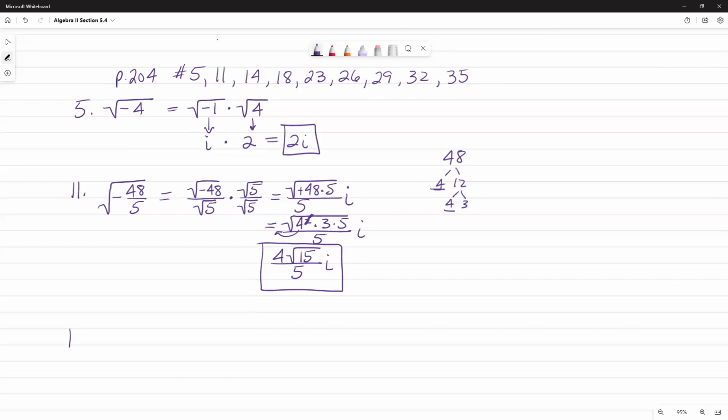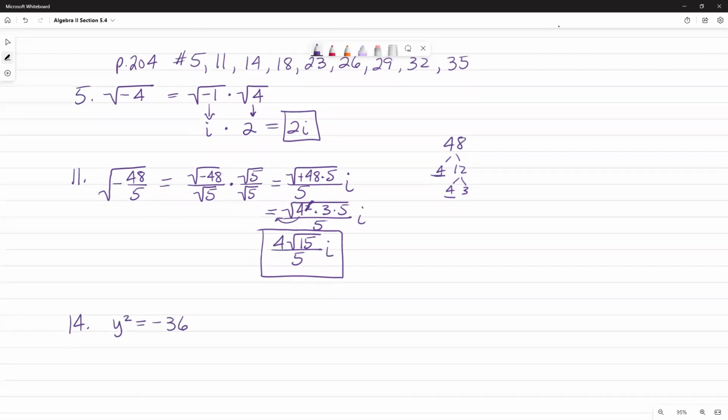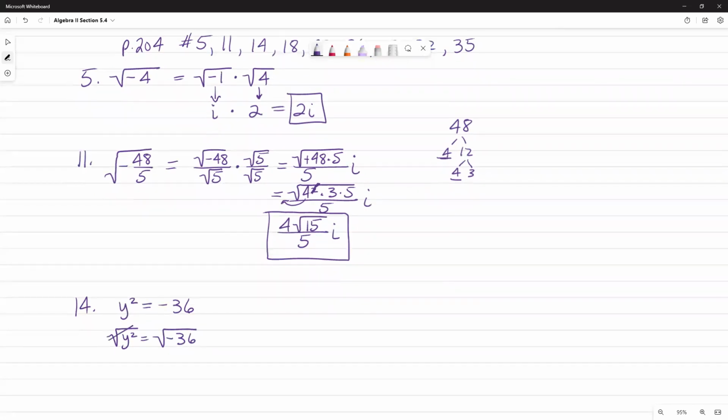Okay, number 14. Number 14 moves into our solve by taking roots. So we have our basic quadratic equation here, y squared equals negative 36. So we take the square root of both sides. These cancel out and we're left with the root variable, which is y.